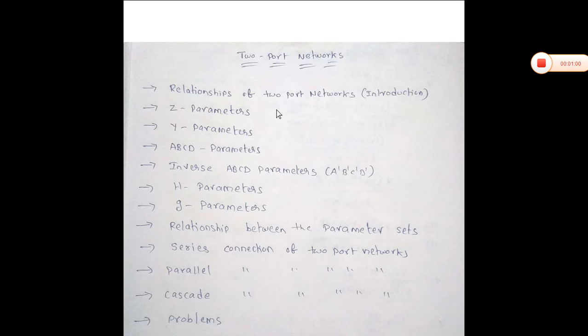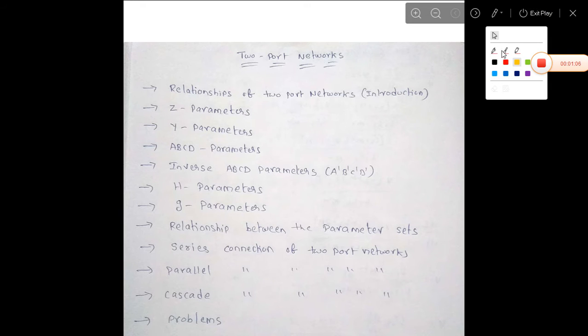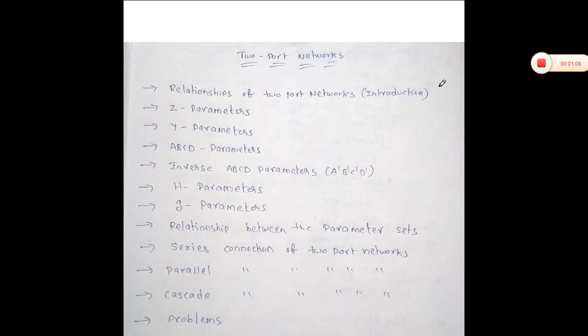These topics are very important for this chapter. The equations, the relationship between the two variables, we are going to discuss in this chapter. So let us go to the next topic.